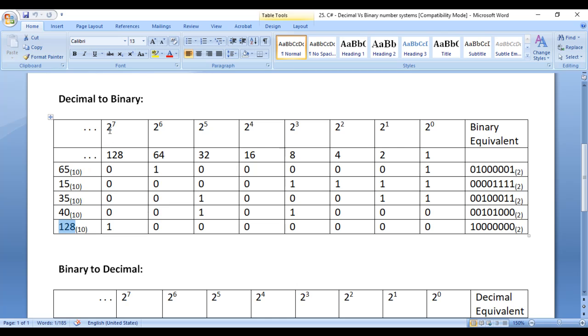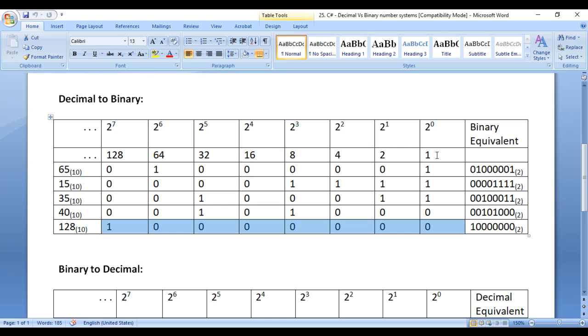For 128, underneath 128 we write 1. Remaining places we put zeros. So, that indicates 128, guys. So, that is how you can represent any decimal number in binary, guys.